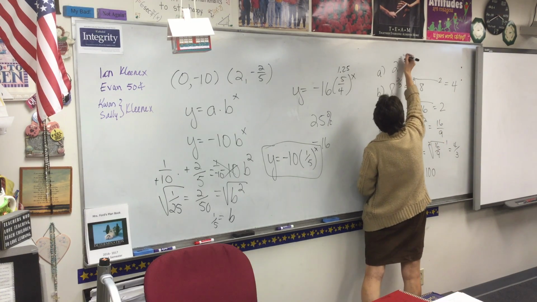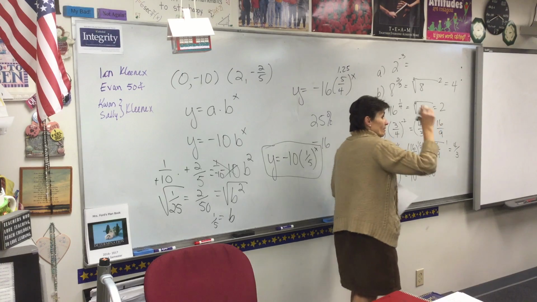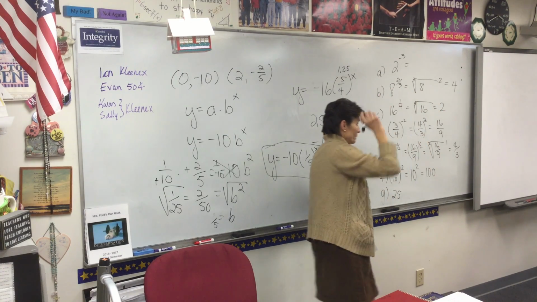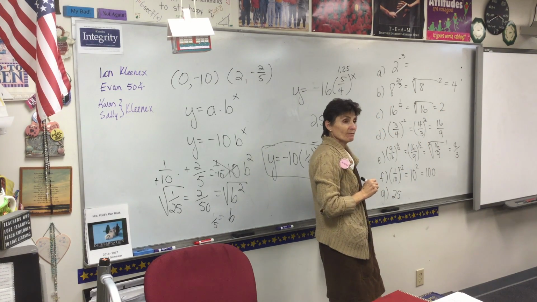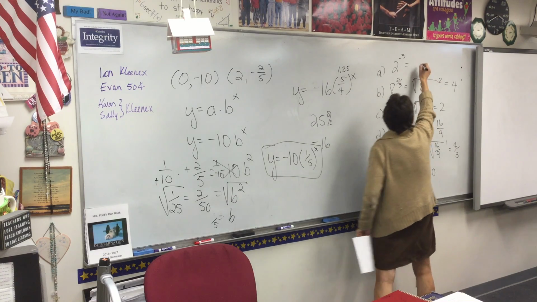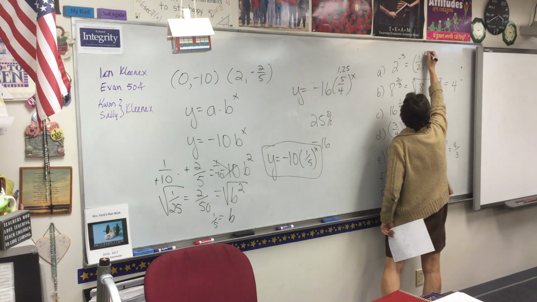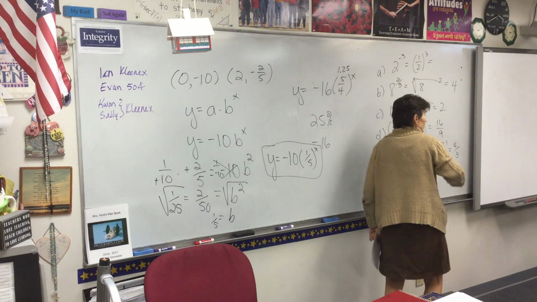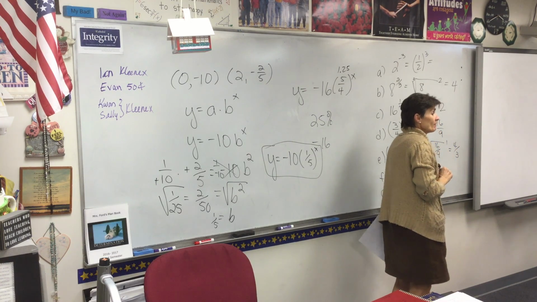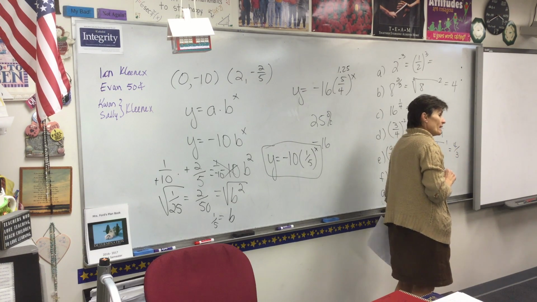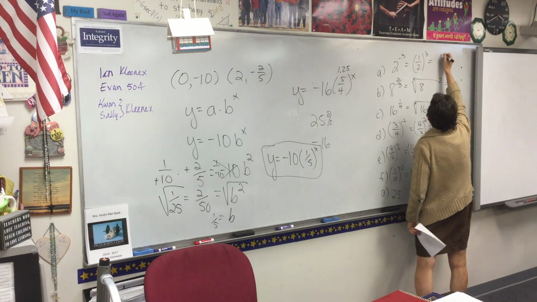What am I thinking in problem A? Flip. I see a negative, so I'm going to flip. So it's 1/2 cubed. There's no radical there. 1/2 times 1/2 times 1/2 is 1/8.